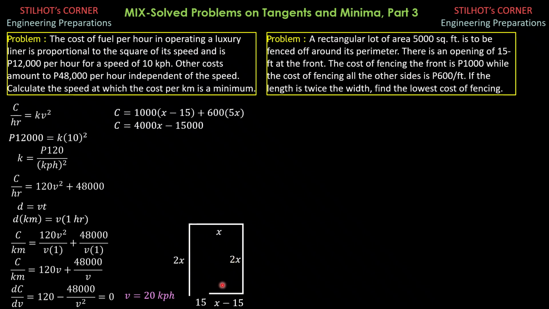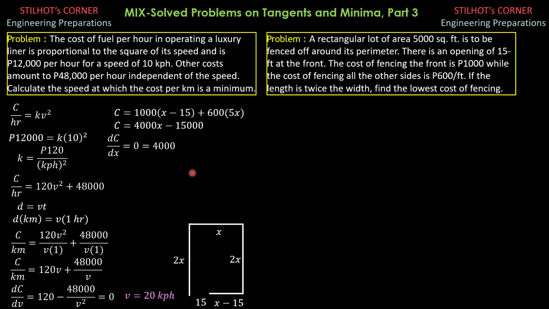We satisfy the area, and this condition that the length is twice the width, that's why this is 2x. So the area, 2x times x, equals 5,000. By the way, the derivative of cost with respect to x is 4,000, which is never 0. So we cannot solve for the value of x this way, and we cannot say that this is either a maximum or a minimum, because the second derivative is 0.